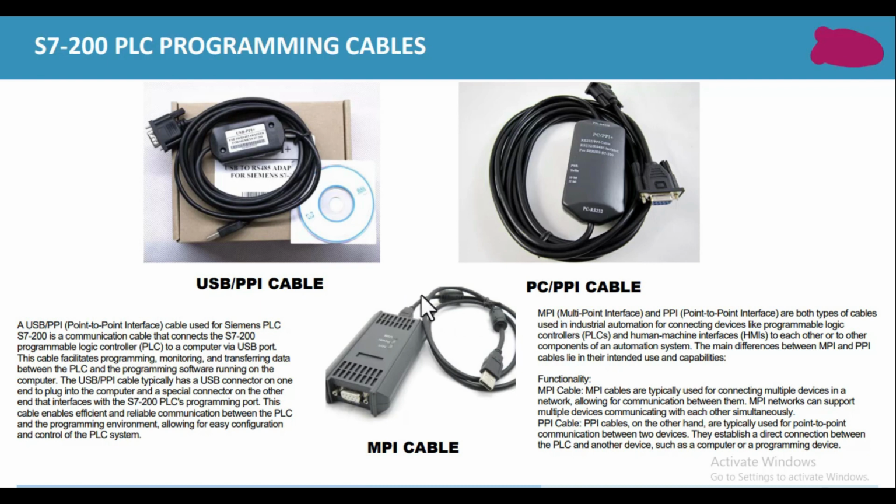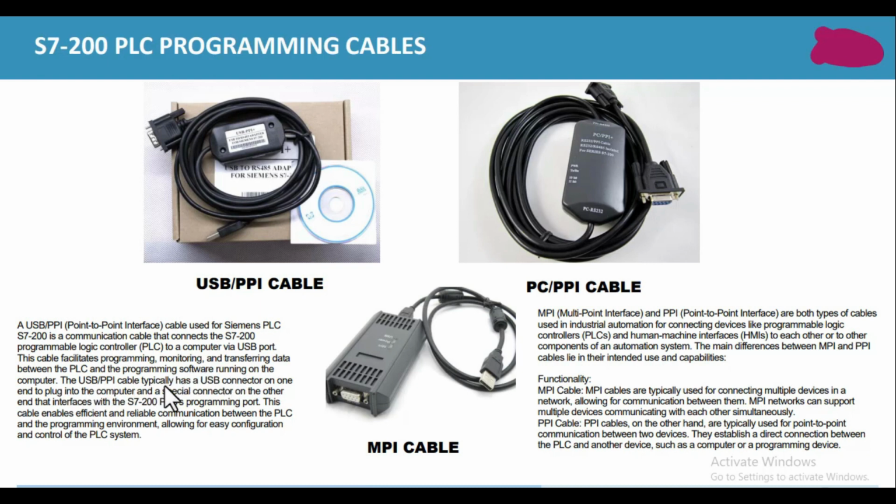We will discuss each and every one step by step. So first of all, we will discuss the USB cable. What is USB cable? A USB cable or PPI cable is a point-to-point interface used for Siemens PLC S7-200. It is a communication cable that connects the S7-200 PLC to a computer via USB port. This cable connects the PLC with the computer. This cable facilitates programming, monitoring and transferring data between the PLC and the programming software running on the computer.